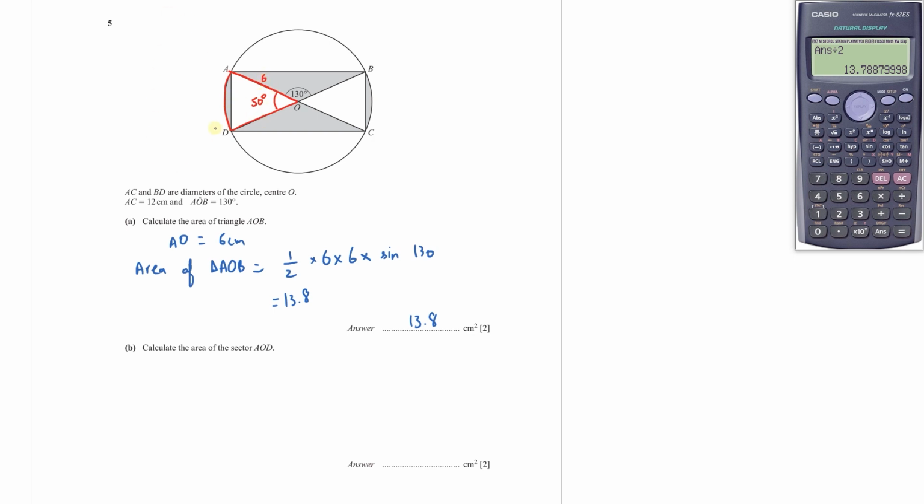Using the formula for the area of a sector, first angle AOD will be 180 minus 130, which is 50 degrees. So the area of sector AOD will be 50 divided by 360 into pi r square. Sorry, r is 6 square. So 50 divided by 360 into pi into 6 into 6. So this is 15.7.